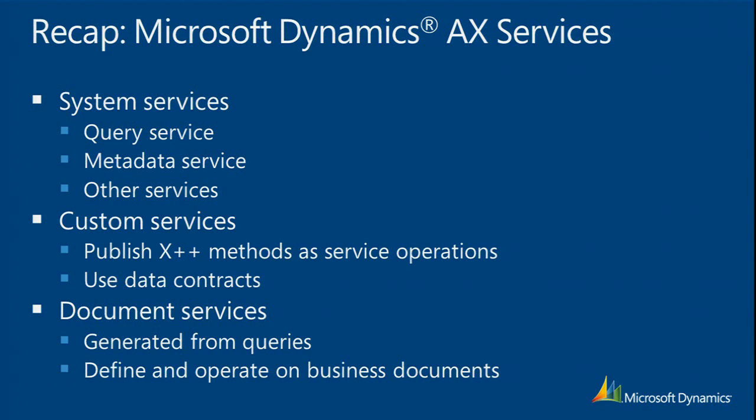So first off, Dynamics AX 2012 knows three types of services. The first type are the system services. System services are newly introduced in Dynamics AX 2012, and they include a query service and a metadata service. There are also others that I'm not going to mention in this presentation. For example, the query service allows you to execute a query on AOS, and you would get the results back in the form of a .NET dataset, essentially. So you don't have to expose a document service, for example, if you just want to execute a query. There are different ways you can execute queries. You can provide an ad hoc query that you pass into the query service, or you can execute an existing service query on the AOS, and you just get the results back in the form of a .NET dataset.